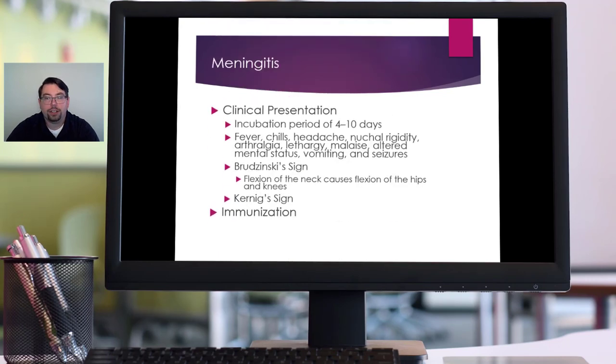Now, the clinical presentation, you're typically going to see this incubate for about 4 to 10 days. After that period of time, you're going to start to see fevers and chills that begin to develop, headaches. You're also going to see the key sign here, which is nuchal rigidity.